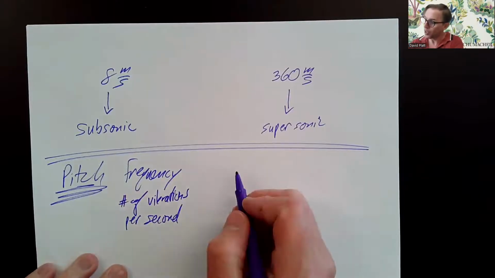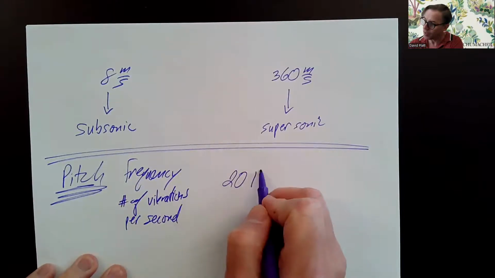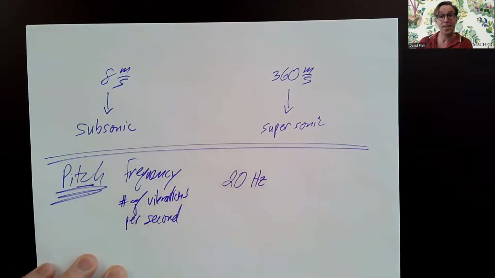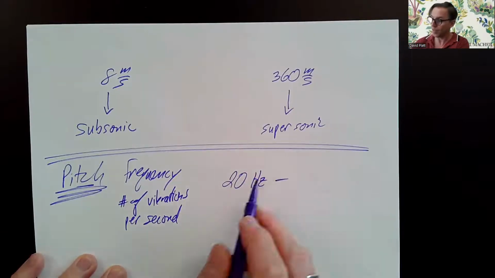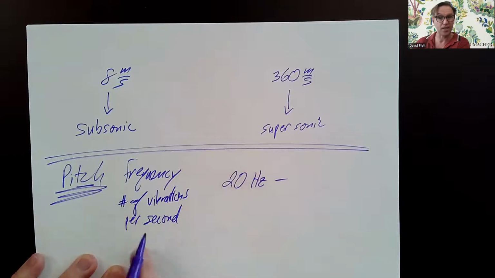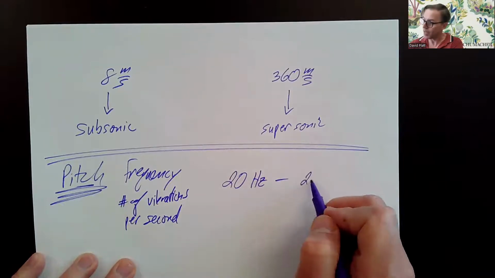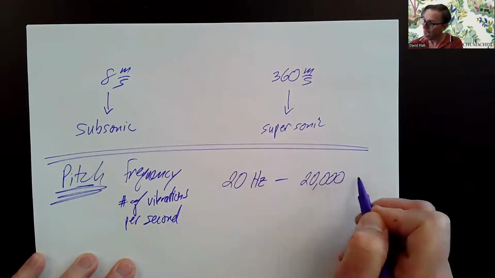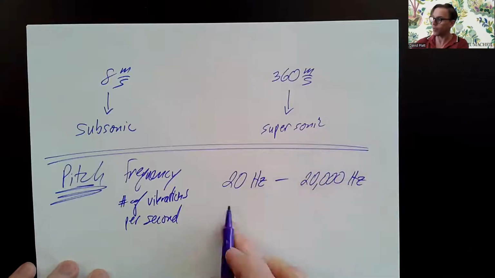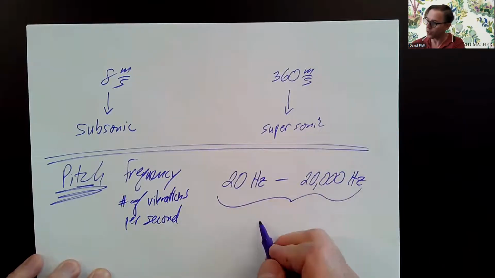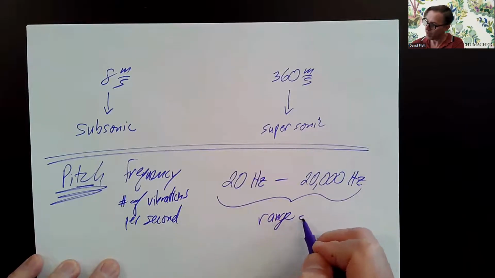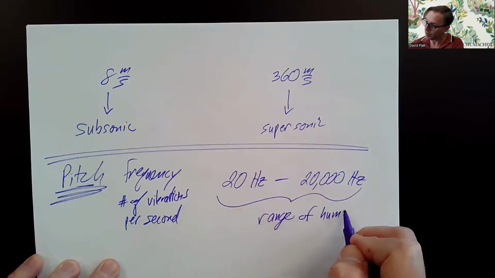Interesting. Turns out the lowest pitch that humans can hear is around 20 hertz, 20 vibrations per second. Still sounds like a lot of vibrations each second, 20. And the highest pitch that humans can hear is more like 20,000 hertz. So this is called the range of human hearing.